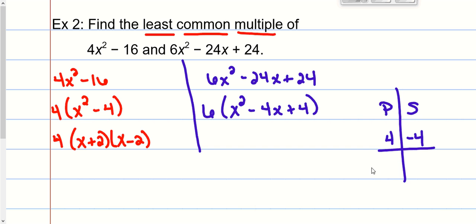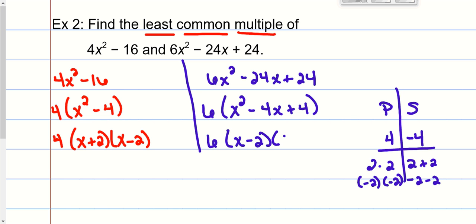Well, 2 times 2 is 4, but 2 plus 2 is positive 4. So I need negative 2 times negative 2. So then I can have negative 2 minus 2. That gives me what I need. So my factors here are going to be 6 times x minus 2 times x minus 2.